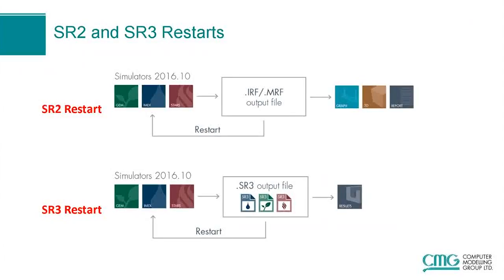The restart procedure for SR3 is very similar to the old procedure that was in place for the SR2 files. So if you'd like to continue doing work with the old results, you could choose to restart from the IRF and MRF file. Alternatively, if you'd like to continue working with the new results, then you can choose to restart from the SR3 files. Both these options can easily be selected in Builder, in the I/O control section, or you can manually specify them in the text file.